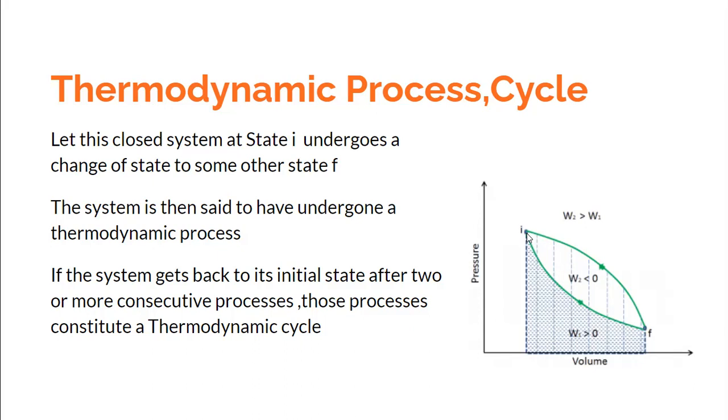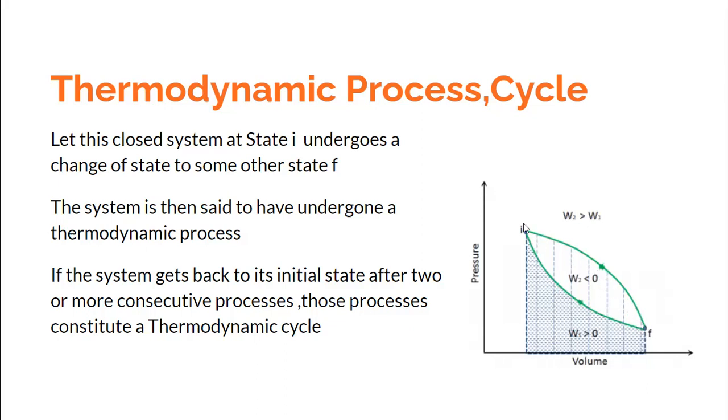So in between, what has happened is an interaction, and that is called as a thermodynamic process. So when a system which is at a state I undergoes a change of state to some other state F, the system is said to have undergone a thermodynamic process, right? So this diagram makes it clear what is a thermodynamic process.